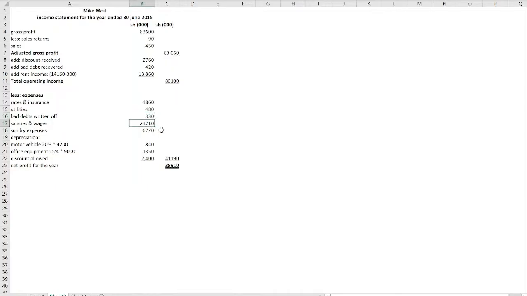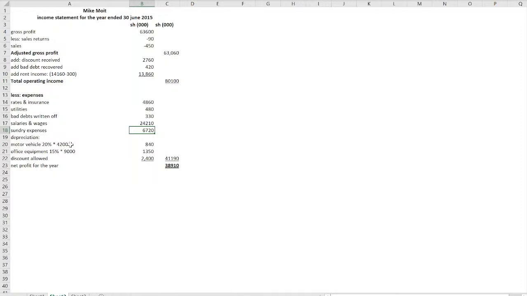Salary and wages 24,2010. Standard expense, we also have 6720. Here there is no need for any working. Then we have depreciation. As you remember, we have said we are going to use the straight line method. For the motor vehicle, we have 20%.